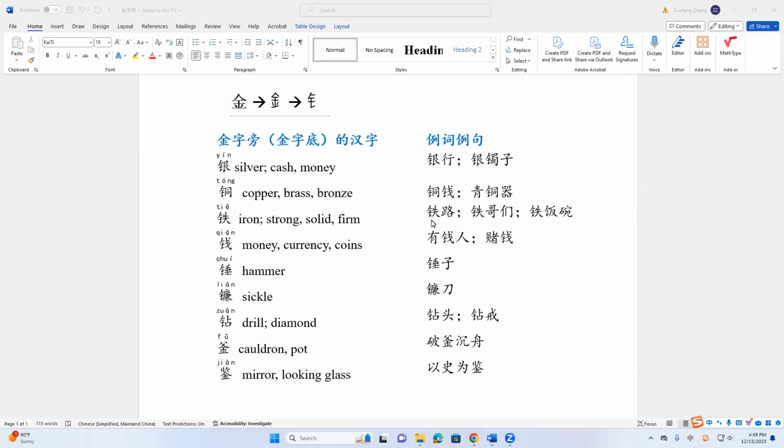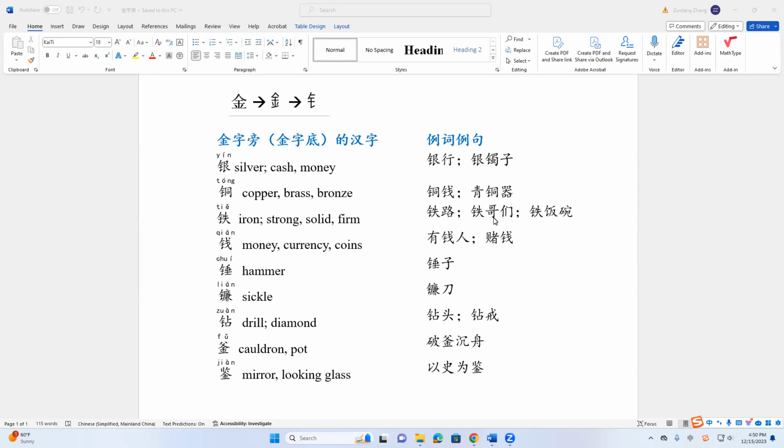And the next one is 铁路. 铁 in itself means iron, as indicated right here. 路 means road. So literally 铁路 means iron road or steel road, which means railway. The English word railway indicates its form or shape, while the Chinese 铁路 indicates the building materials.